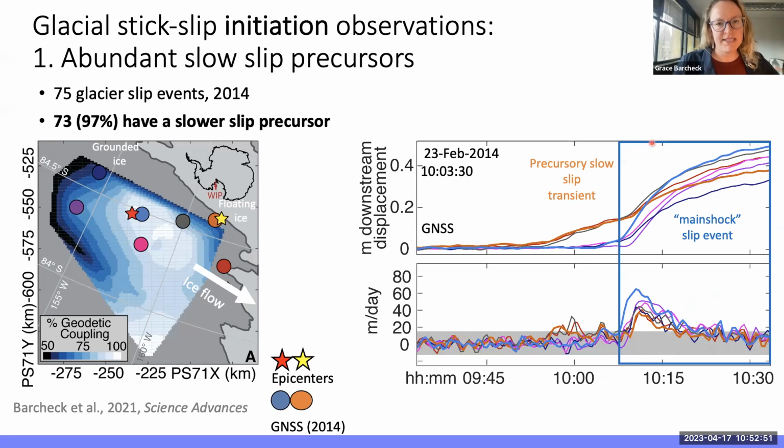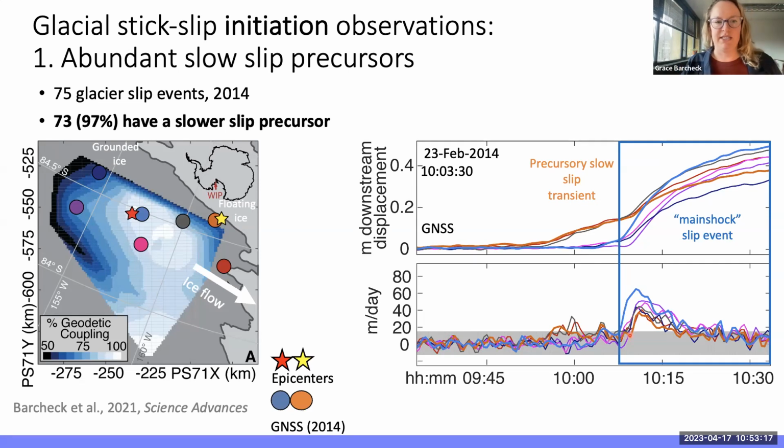And so what we can see is, like, sometime around 10:07, one of the sites suddenly accelerates, and then all the rest of them also accelerate within a couple of minutes. And that's showing us that the main shock part of the slip event has begun, and the rupture has spread across the entire glacial fault within just a couple of minutes.